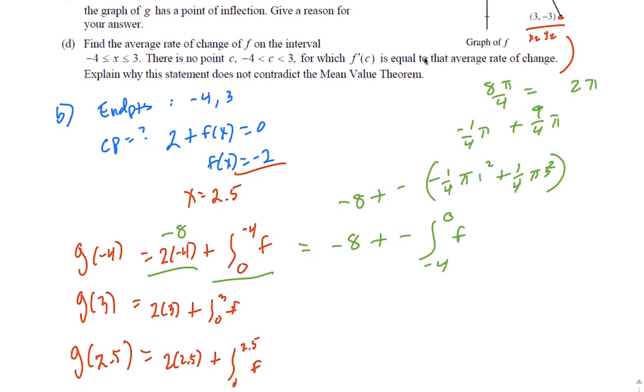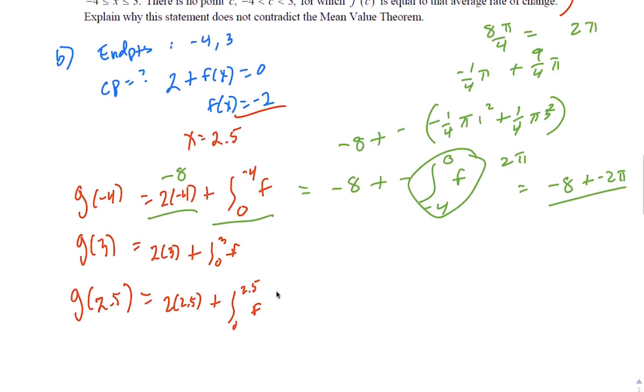But don't forget, there's still a negative in front of it. So I get negative 8 plus negative 2 pi. Whew. So that was g of negative 4: negative 8 plus negative 2 pi. Now let's do the middle one.